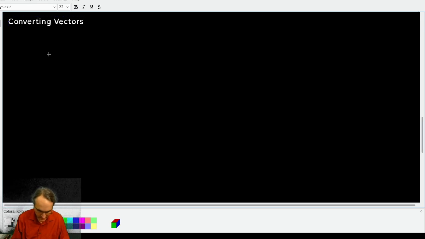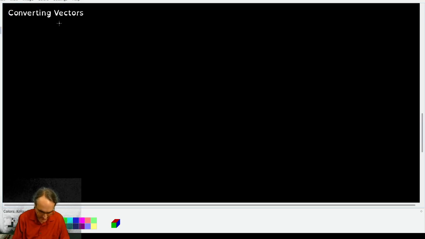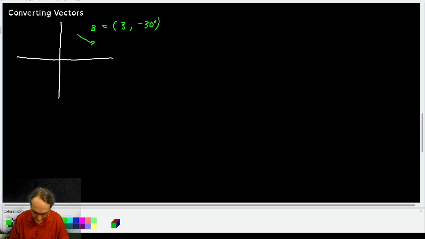So we talked about having unit vectors and how we can decompose something in magnitude and direction into its unit components. Let's come up with a vector here. We'll say that it has a magnitude of 3 units and a direction of -30 degrees. If we want to decompose that, all we really need to do is split it into x and y components, figure out what those are, and then write in terms of those x and y components as a unit vector.